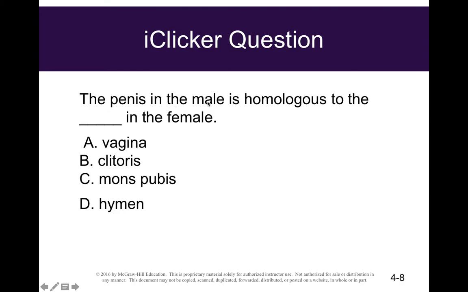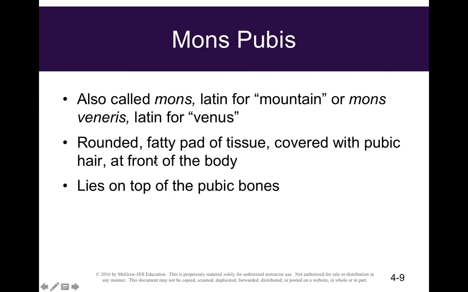The penis in the male is homologous, which means it comes from the same tissue origins, to the blank in the female. The penis in the male is homologous to the blank in the female. Is it A, the vagina, B, the clitoris, C, the mons pubis, or D, the hymen? Well, the penis comes from the same tissue as the clitoris does.